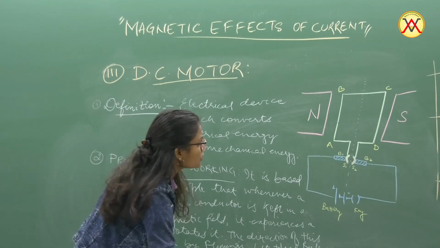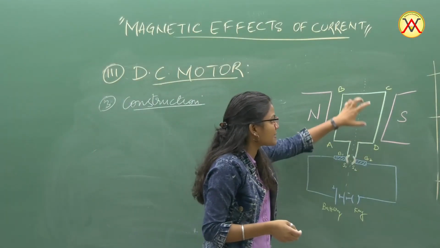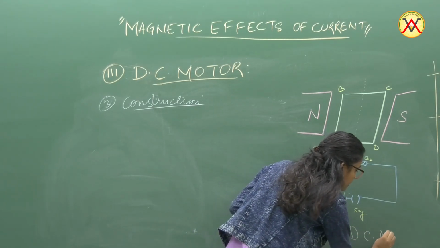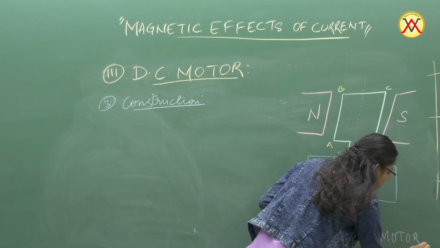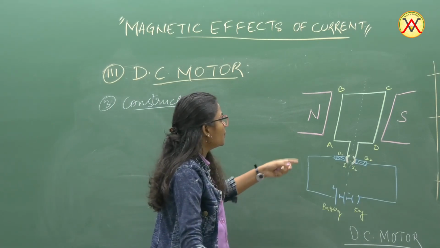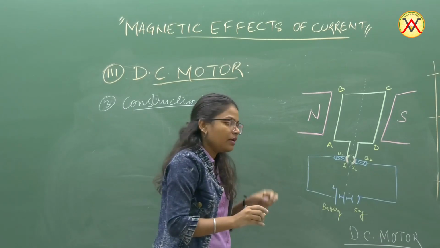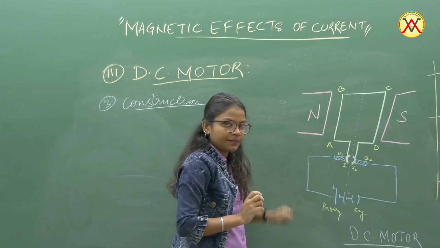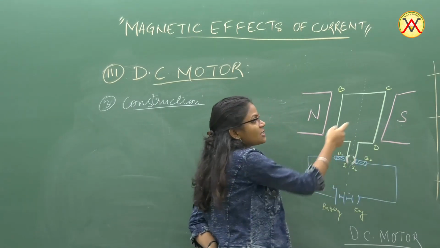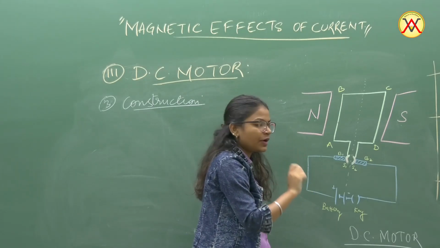Now, let us switch on to the construction part. In construction part, first draw this schematic diagram of your DC motor. Writing DC motor over here. Alright. What you are seeing over here, you need to write it as it is. Let's start from the topmost part. N and S show the north and south pole of any permanent magnet. That will be our first point.